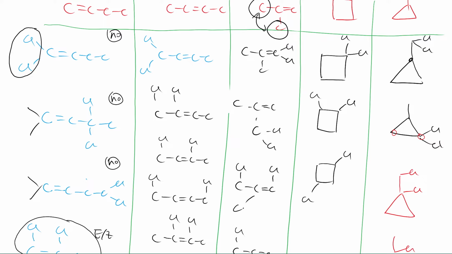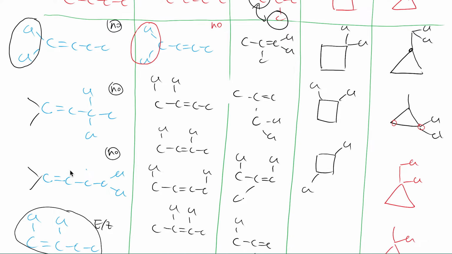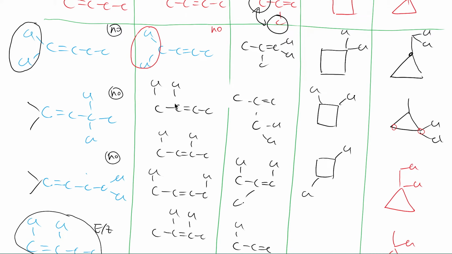So this should be fairly straightforward. You can see this one has 2 chloro atoms, so there's definitely no geometric isomer. And then this one here, you can see the 2 sides of the double bond are completely different, so there's definitely an E and Z isomer.